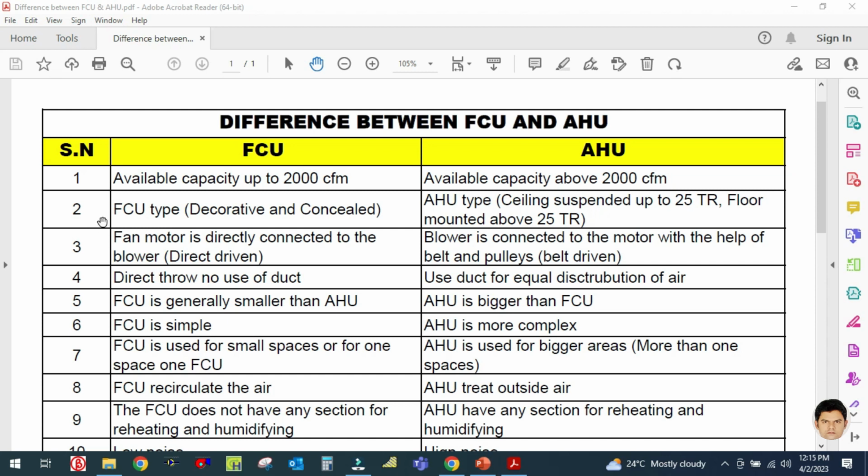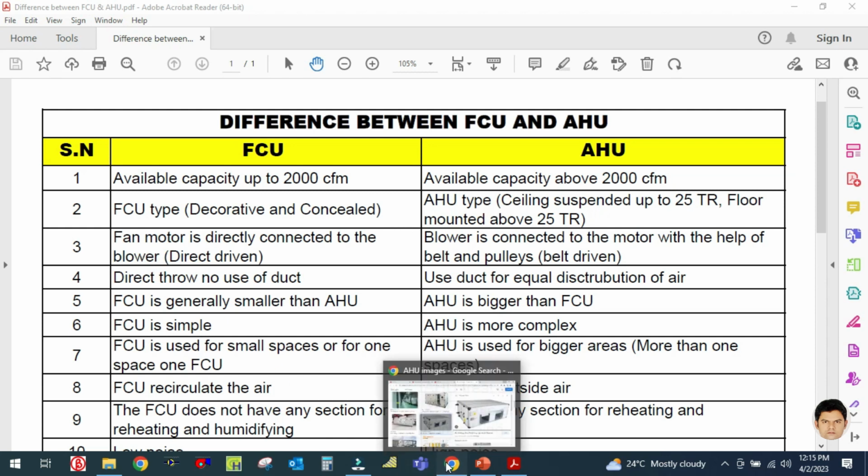And the second difference is the fan coil unit is available in decorative and concealed type. And air handling unit is ceiling suspended type up to 25 TR, and floor mounted type is above 25 TR, up to 250 TR.